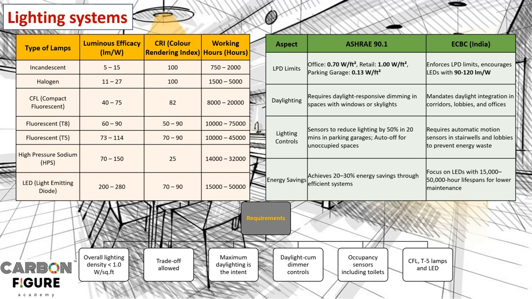For lighting controls, ASHRAE says sensors should reduce lighting by 50 percent in 20 minutes in parking garages. Auto off and on for unoccupied spaces should be there, right? It requires automatic motion sensors in stairwells and lobbies to prevent energy waste. In terms of energy savings, ASHRAE suggests trying to achieve at least 20 to 30 percent energy savings through efficient integrations, right? Whereas ECBC focuses on LEDs with 15,000 to 50,000 hour lifespans for lower maintenance, right?